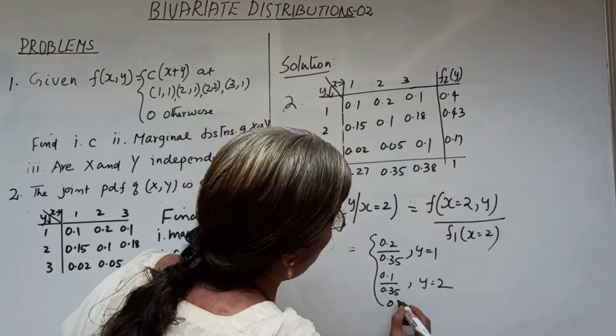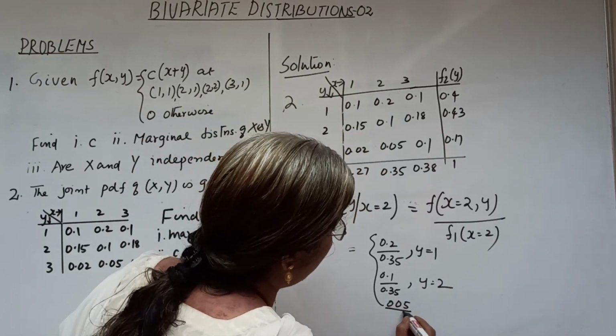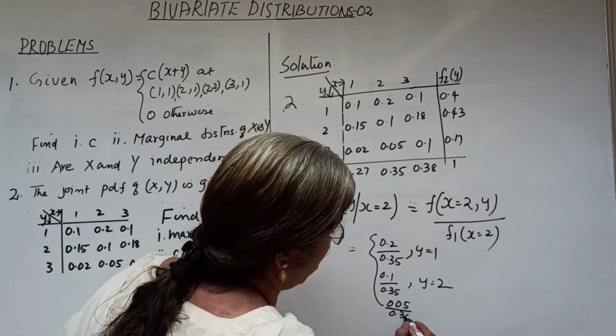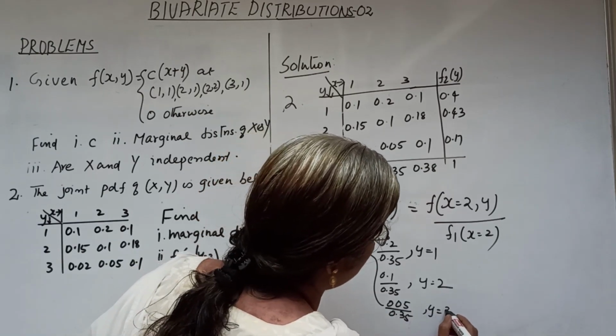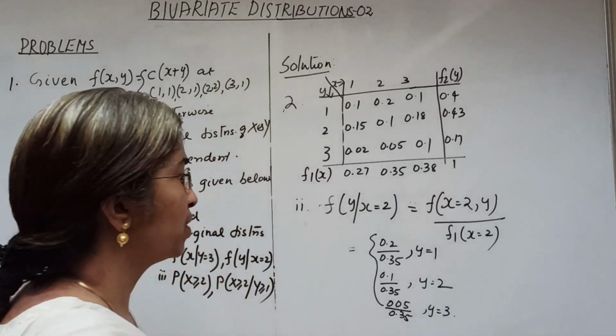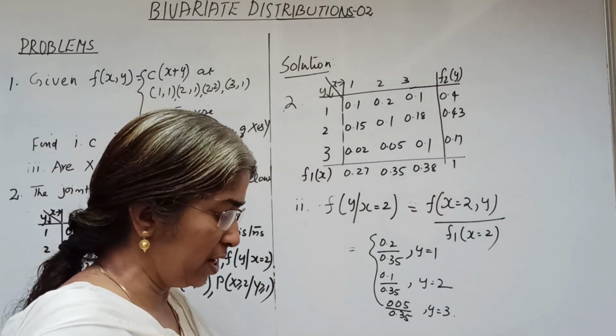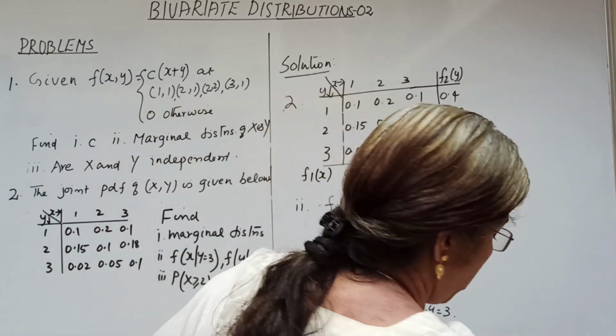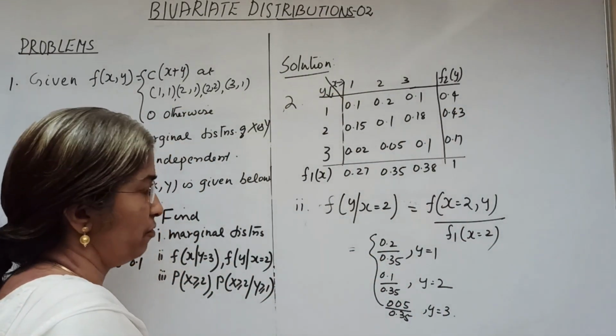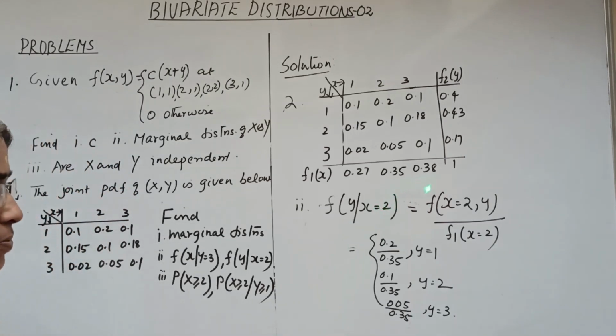And 0.05 divided by 0.35 for y equal to 3. That is, we have obtained f of y given x equal to 2 for all y. Simply the formula is f of x equal to 2 comma y divided by f1 of x equal to 2.